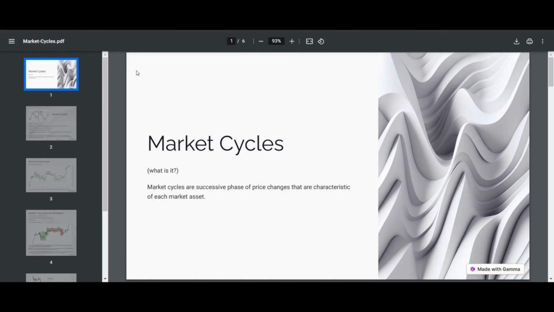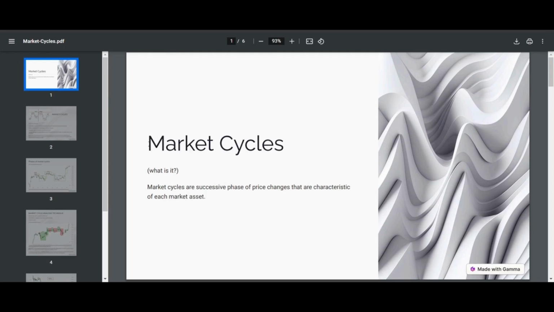Hello everyone. Today we will talk about the topic of market cycles. What are they? Why do we need them? And how can we apply them in our trading? Let's go. I have prepared a small presentation for easier understanding of the topic. The presentation includes slides and a brief description of the topic.